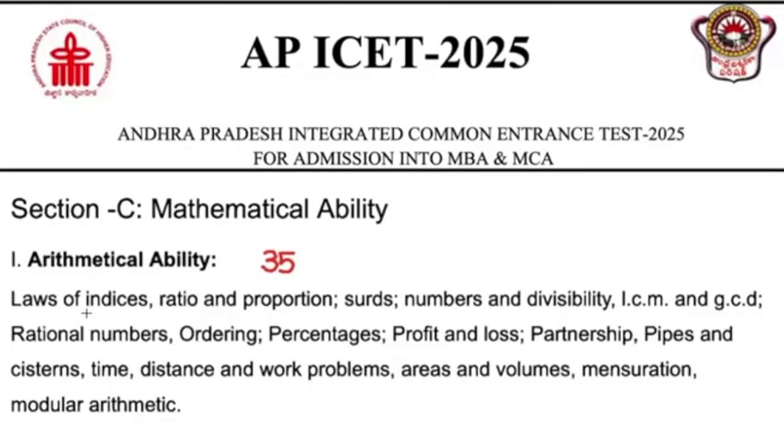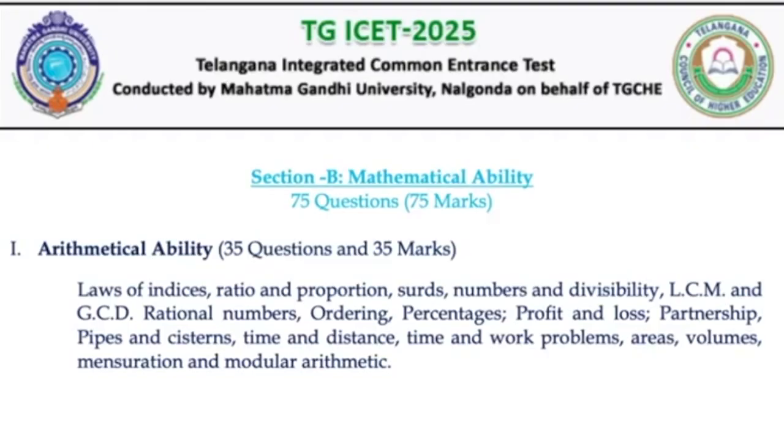You can also look at the official syllabus given in AP ICET 2025: laws of indices, ratios and proportions, surds, numbers, divisibility, LCM, GCD, rational numbers, ordering, percentages, profit and loss, partnership, pipes and cistern, time and work, time and distance, areas, volumes, mensuration and modular math. So there is no difference in the syllabus. Both syllabuses are the same.